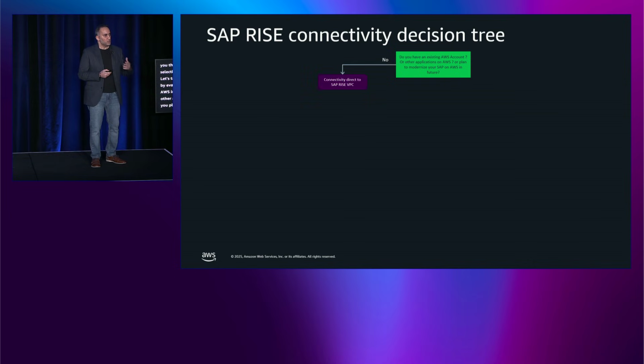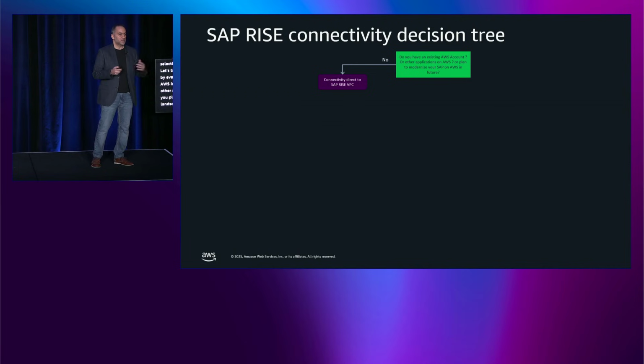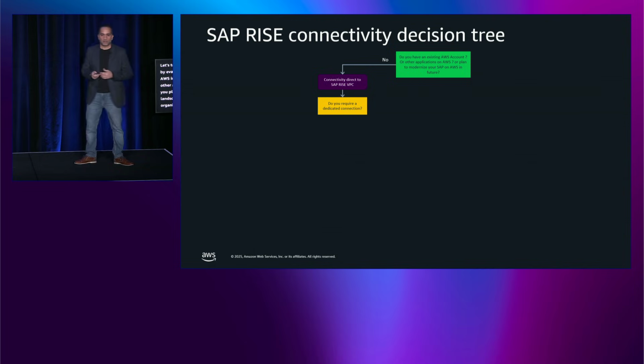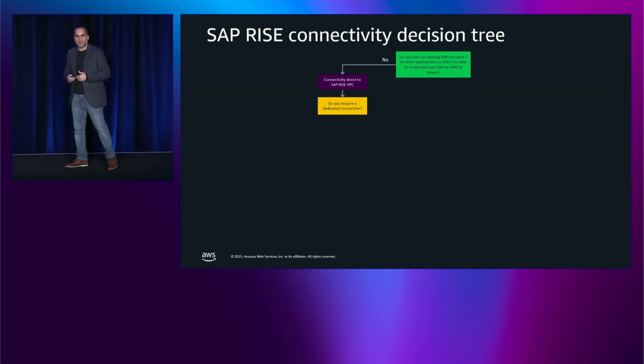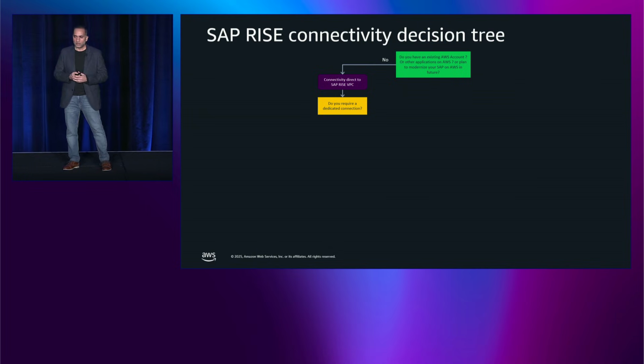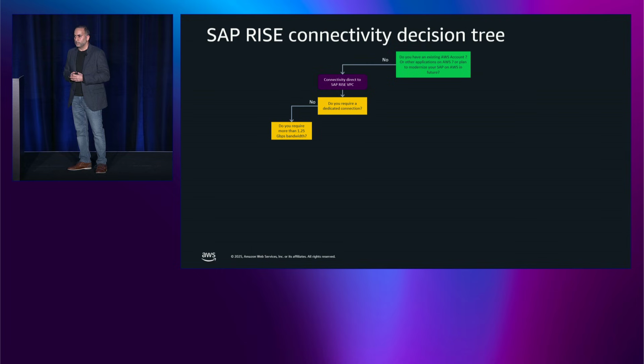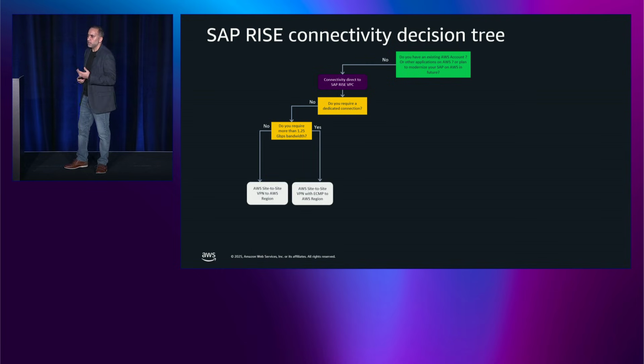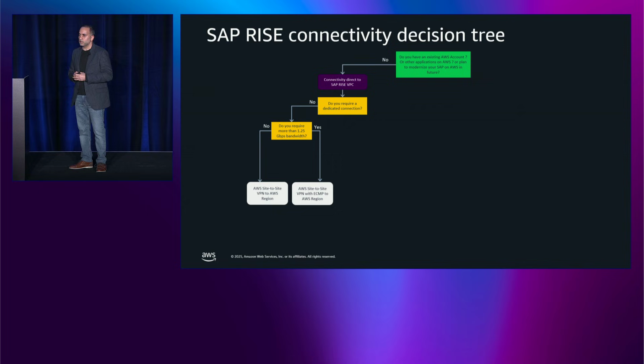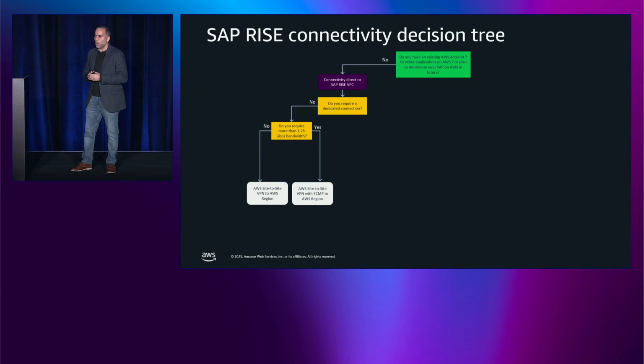For organizations without existing AWS infrastructure, they can connect directly to SAP Rise VPC. On this path, you need to decide whether you need a dedicated connection or not. If you do not need a dedicated connection and your bandwidth requirements exceed 1.25 gigabits per second, AWS site-to-site VPN with ECMP provides the scalability you need. Otherwise, you can go ahead with AWS site-to-site VPN for cost-effective secure connectivity.